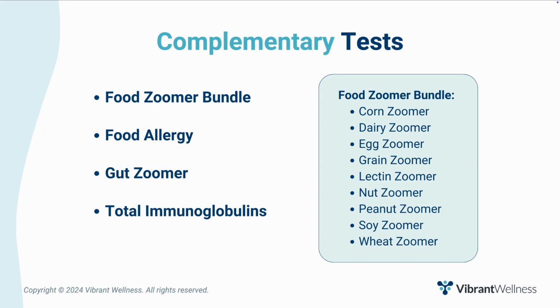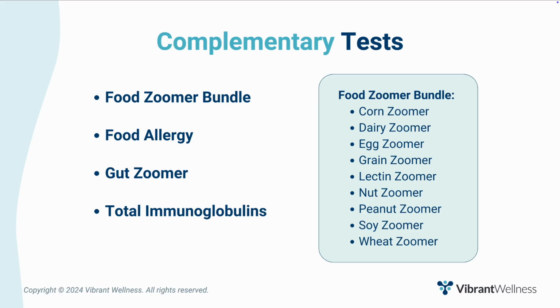In addition to the egg zoomer, consider a food zoomer bundle to assess immune reactions to peptides in other commonly consumed foods, such as the corn zoomer, dairy zoomer, grain zoomer, lectin zoomer, nut zoomer, peanut zoomer, soy zoomer, and wheat zoomer. Also, the food allergy panel to assess IgE immune reactions to 12 of the most common food allergens. Note, if this test is ordered, the result will populate alongside food zoomer results.